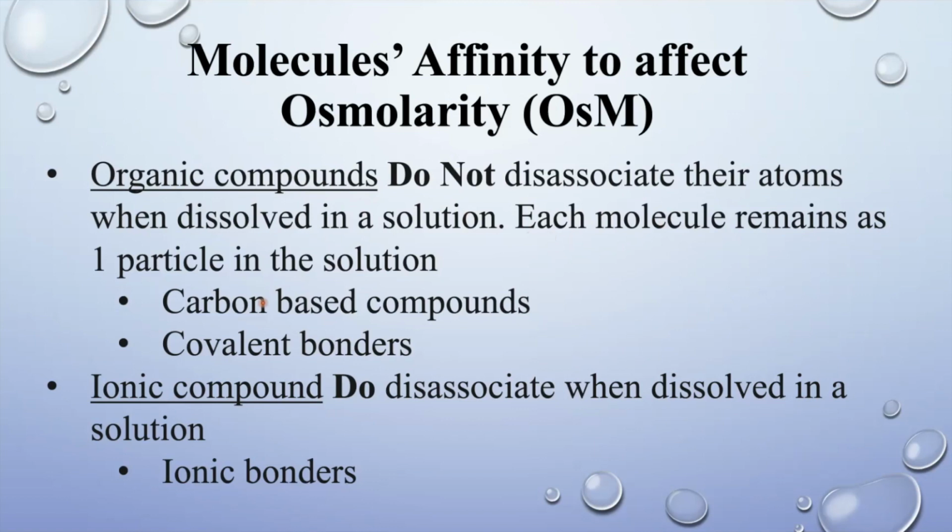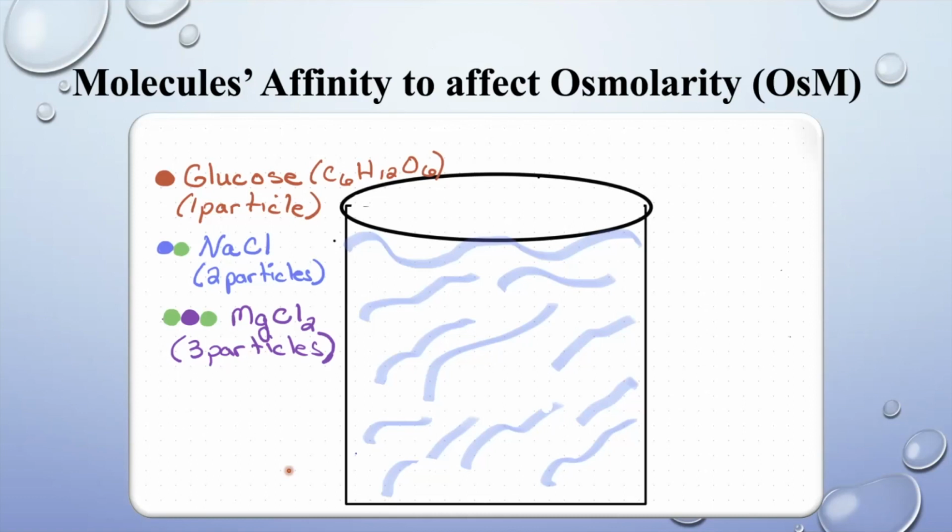Your carbon-based compounds. And your carbon-based compounds, if you recall, are your covalent bonders. So they're not going to dissociate because those covalent bonds are very strong. Versus ionic compounds. Ionic compounds do dissociate, which means they break apart when you dissolve them in water. Those are your ionic bonders. For example, your sodium chloride. So I'm going to give you these examples on the next page. The 3 examples I'm giving you are glucose, sodium chloride, and magnesium chloride.